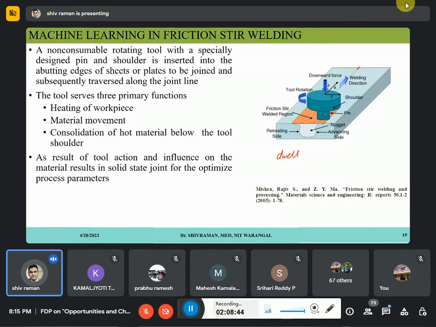Since there is no melting involved, the disadvantages encountered with conventional processes, like porosity and solidification cracking, especially in aluminum alloys, can be avoided. Your tool has a shoulder and a pin, and it serves two or three purposes. First, the pin stirs the material from here to here. The shoulder keeps the material intact and also helps in heating. It provides frictional heating, and after that heat is generated by severe plastic deformation. So tool design is one of the important criteria.